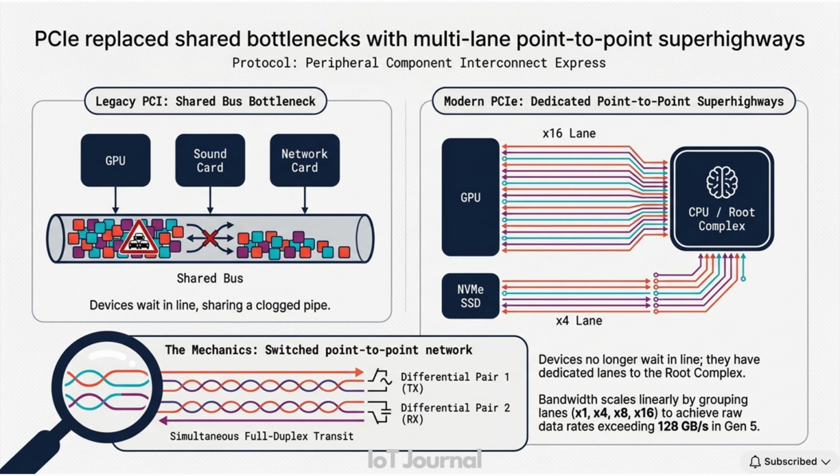Inside PCs, legacy PCI was a shared bus where components queued up like traffic at a bottleneck. PCIe replaced this with a switched point-to-point architecture. Devices get dedicated bidirectional lanes, X1, X4, X8, X16, directly to the root complex. A GPU and an NVMe SSD operate independently at full throttle, delivering combined transfer rates exceeding 128 gigabytes per second in Gen 5.